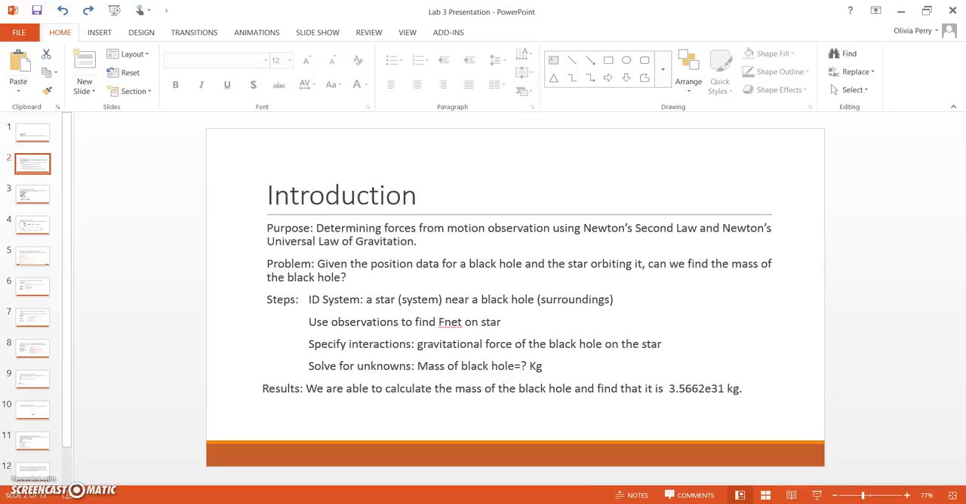First, identify the system, the star in this case. Second, use observations to find Fnet, which is done using Newton's second law. Third, specify interactions. Fnet is equal to Fgrav since the black hole is the only source of a force on our system. And finally, use Newton's universal law of gravitation to solve for the unknown mass of the black hole, which is correctly found to be 3.5662 e to the 31st kilograms.